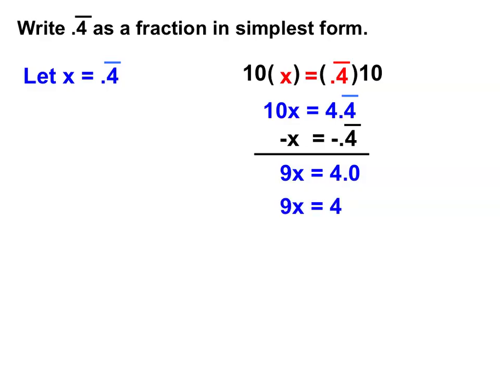Once you get to this point, now it's just one-step algebra, and you divide by 9 and divide by 9. And therefore, the fraction that gets us 0.4444444 repeating forever is 4/9. If you like, use a calculator to check to see if that's right.